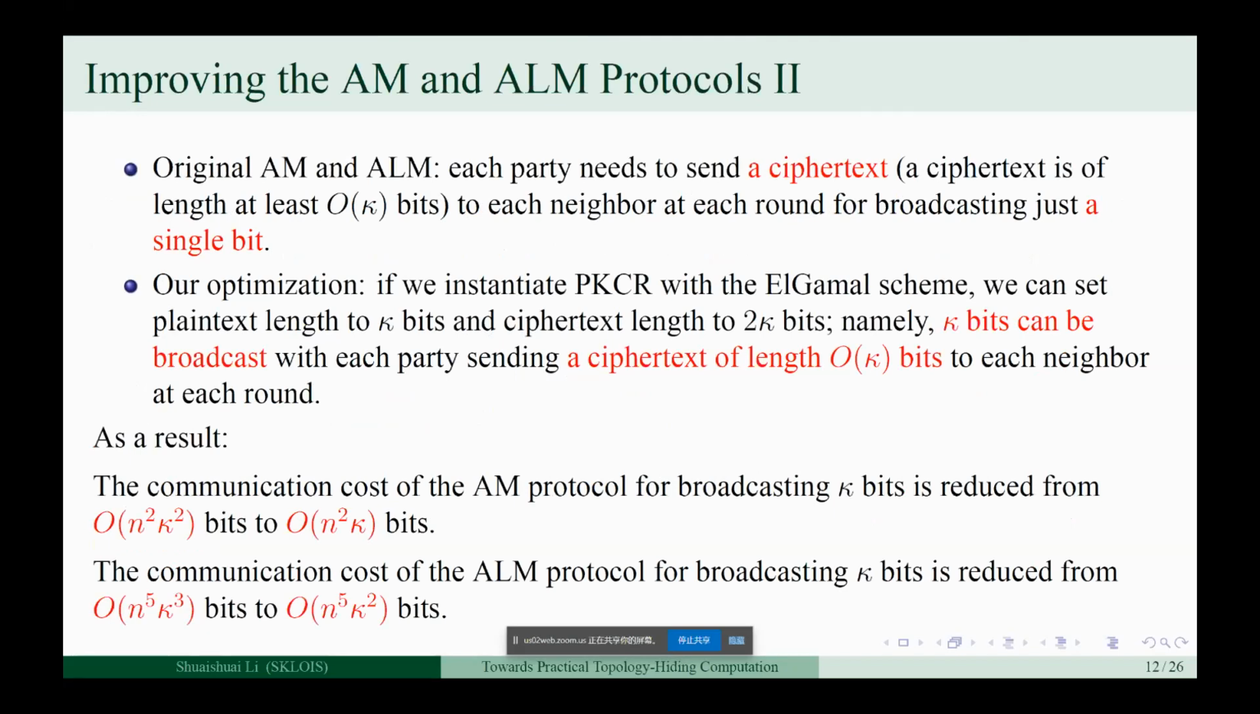In the original AM and ALM protocols, each party needs to send a ciphertext to each neighbor in each round for broadcasting just a single bit. Note that a ciphertext is of length at least kappa bits. With optimization, if we instantiate PKCR with the ElGamal scheme, then we can set the plaintext length to kappa bits and the ciphertext length to 2 times kappa bits. Namely, kappa bits can be broadcast with each party sending a ciphertext of length O(kappa) bits to each neighbor at each round. Therefore, the communication costs for both the AM and ALM protocols for broadcasting kappa bits are reduced by a factor of O(kappa).